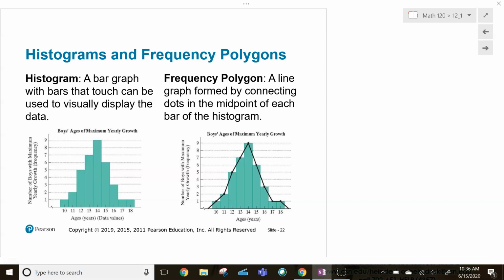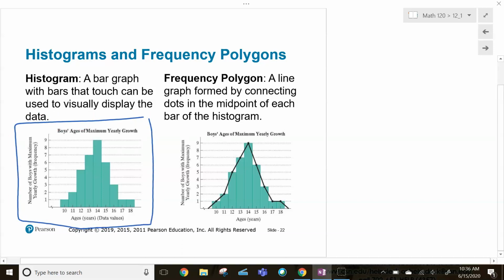All right, histograms and frequency plots. So a histogram is a bar graph. That's where that frequency distribution comes into play. So it's a graph of bars that can be used to visually display the data. You remember the data from the boys' ages of maximum yearly growth. So there was one person, age 10, who achieved maximum yearly growth at age 10. There were 2 people, right? So it goes up to the 2-year mark. 11. You remember the most was 9, at age 14. So it goes clear up. That's how you create those.